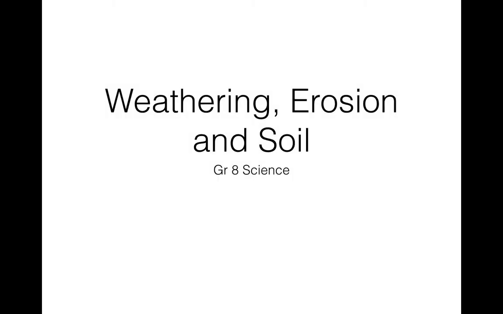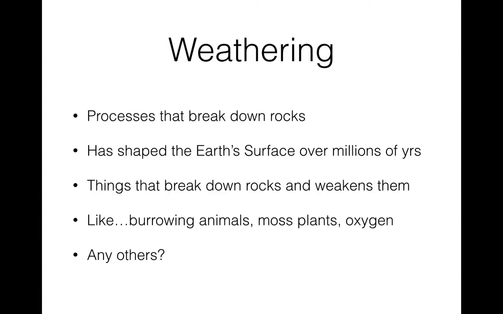Erosion and soil. We know that the process of breaking down rock is called weathering. This process has been going on for millions of years and has changed the shape of the Earth's surface. It's different than it was millions of years ago, or tens of thousands of years ago, or hundreds of thousands of years ago, because of things such as weathering and erosion.